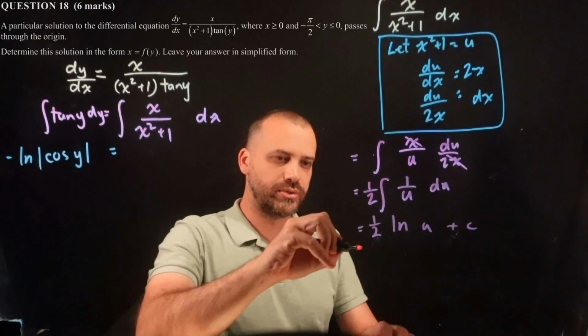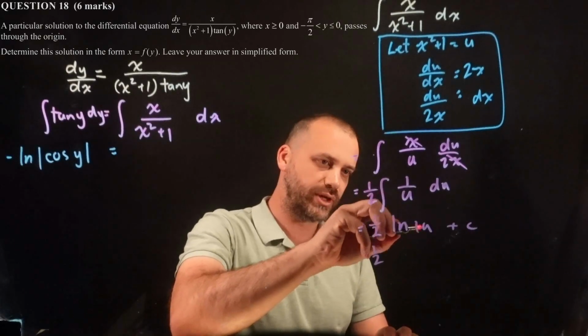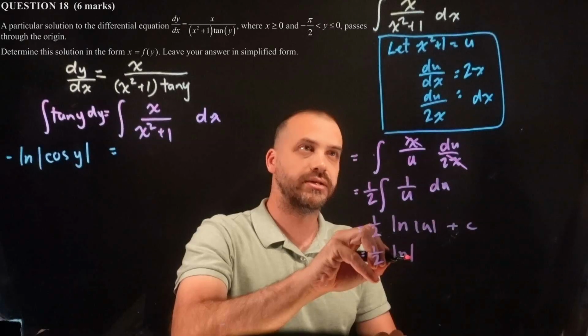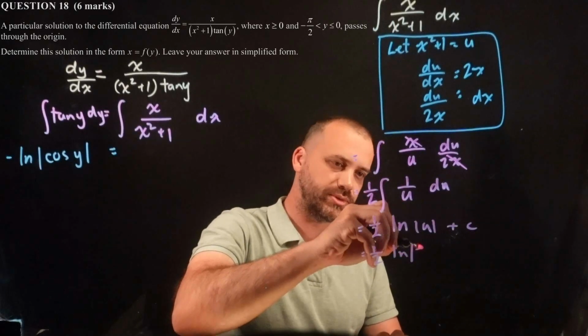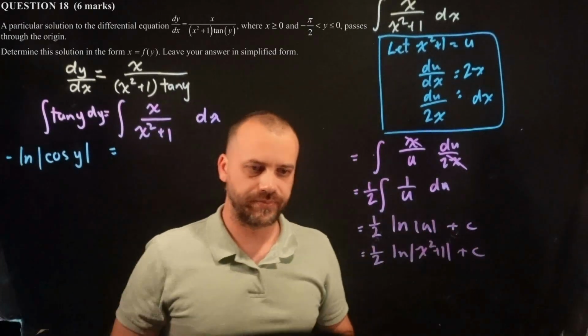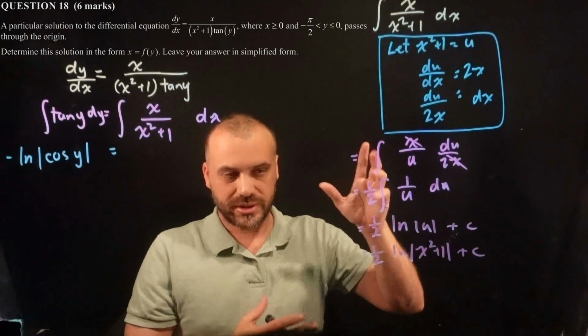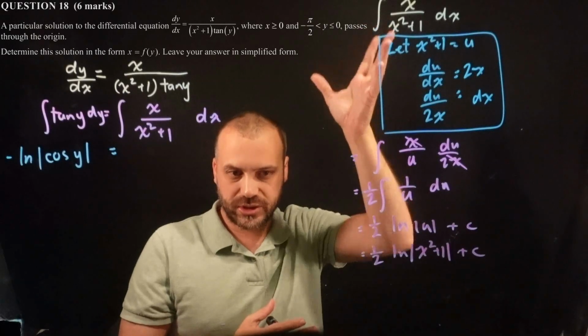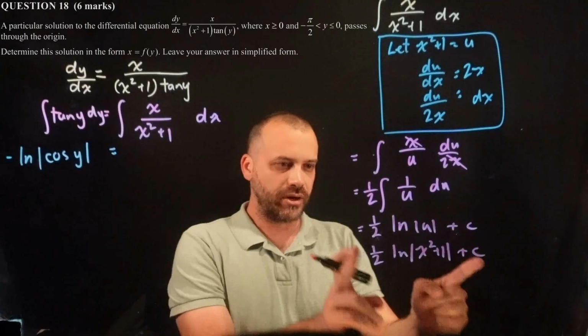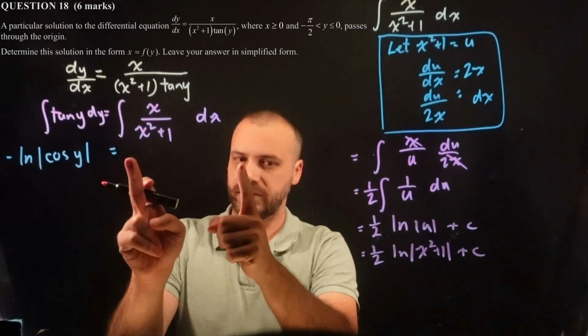Oh, don't forget your absolute values. Of course, u isn't u, it's ln of x squared plus 1, plus c. All right, if you know a faster way to do this, like f dash of x over f of x, you can do it that way, but I wanted to show you this substitution method. All right, let's take this, put it here.